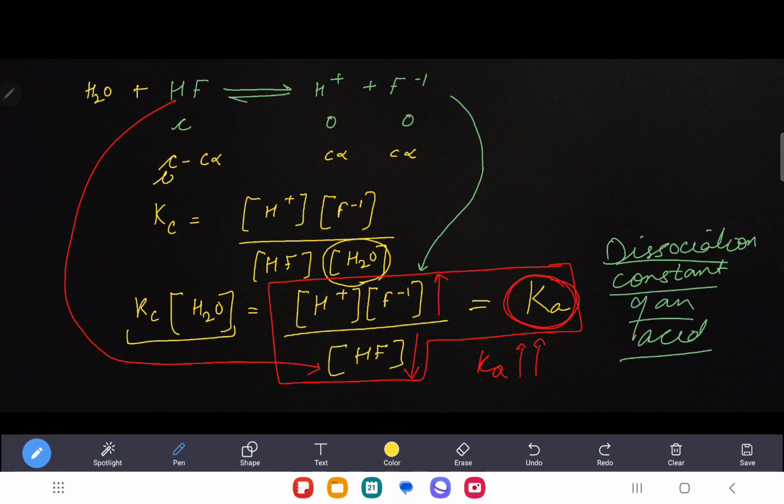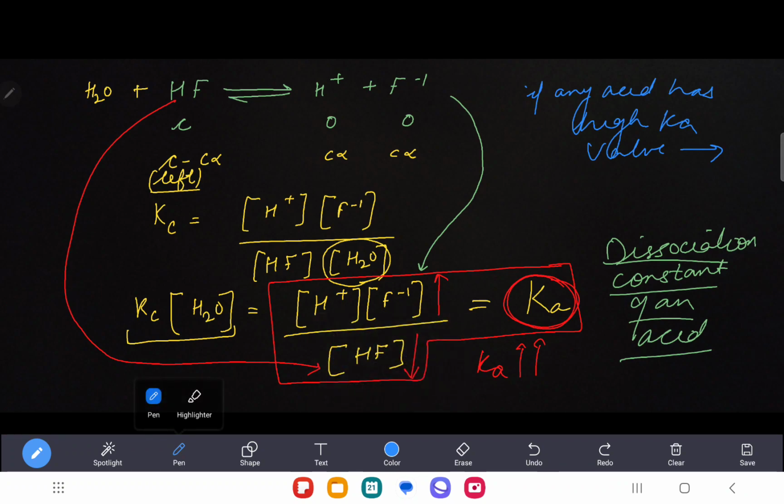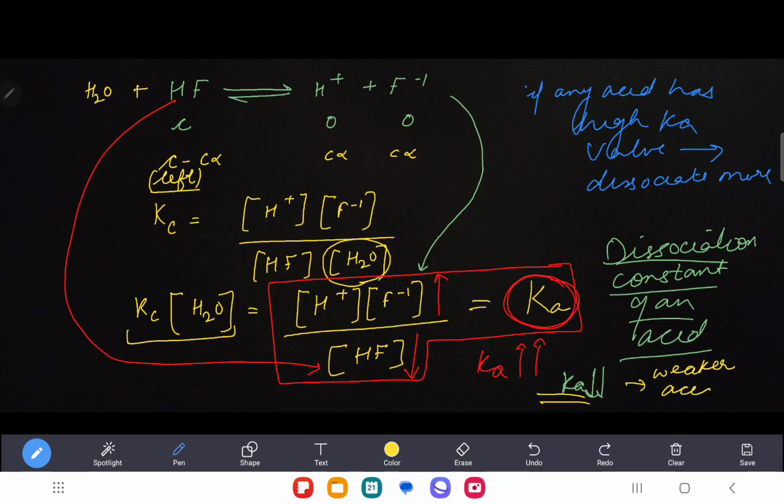Are you understanding? I hope you're understanding my point. That basically means that if any acid has a high Ka value, it is going to dissociate more. And if any acid has a lesser Ka value, that means the numerator is less and the denominator is a little high. That means it is a weaker acid.